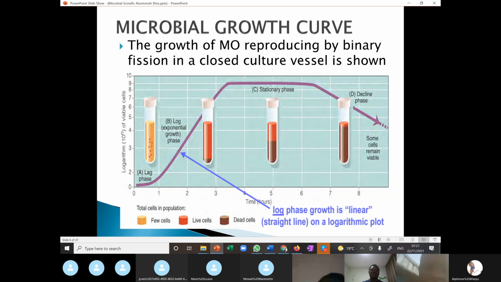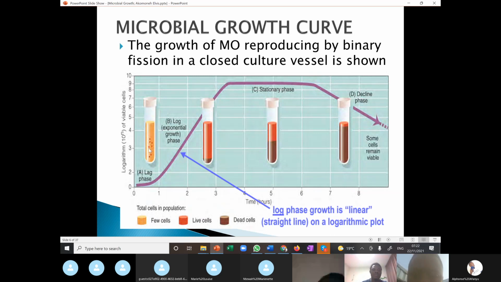But generally, it's a matter of minutes. The number of cells doubles, and doubles again. What do I mean here? For every cell, we have a doubling in number. And within the time interval, we can multiply that as a logarithmic factor of increase.